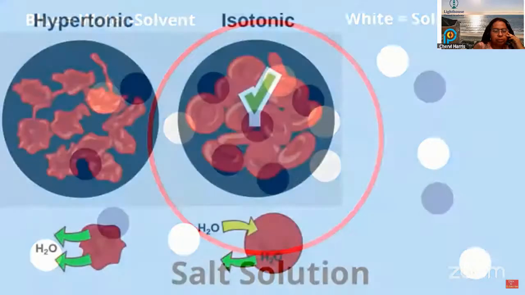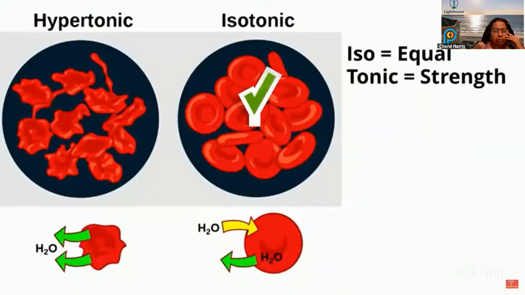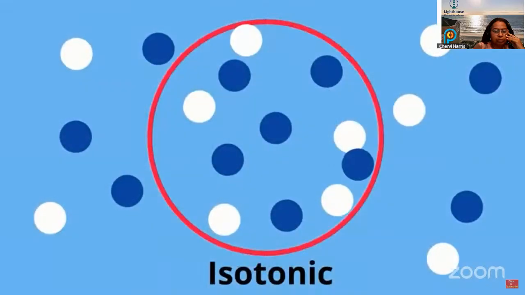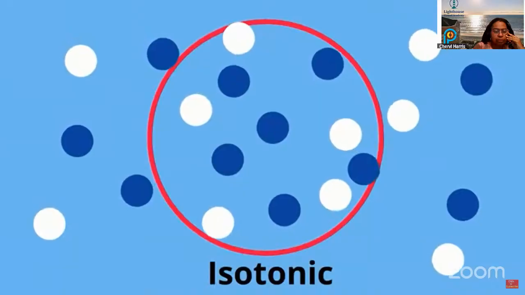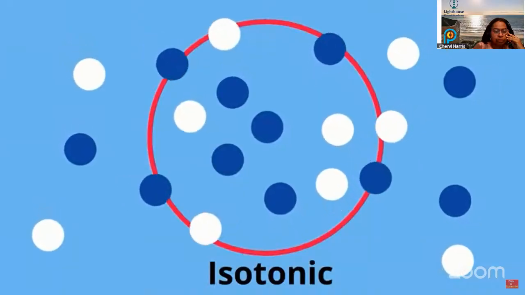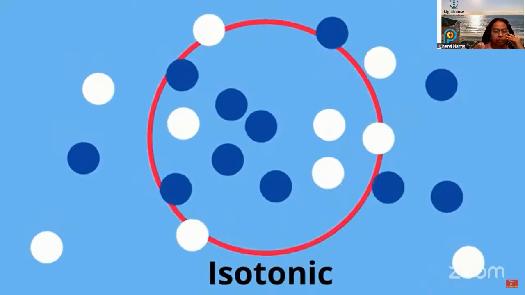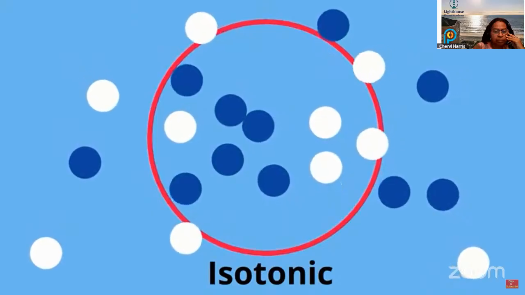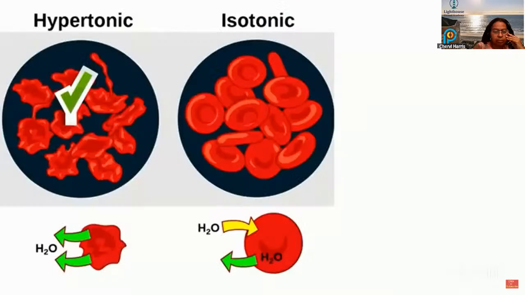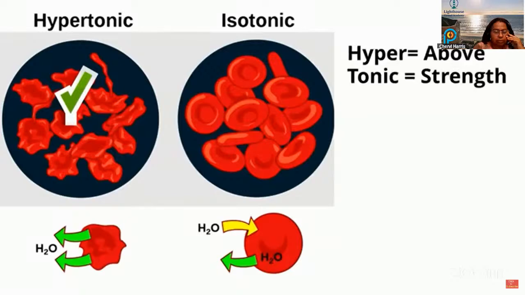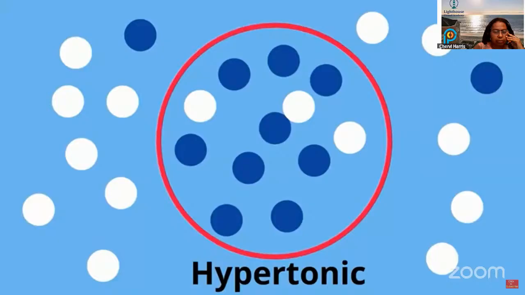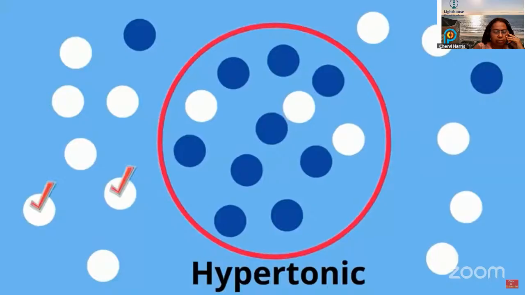An isotonic solution is equal. Iso meaning equal, and tonic meaning strength. So the solute and the solvent will travel in and out of the cell equally, and the cell will stay the same. It's equal. Now, a hypertonic solution is different. Hyper meaning above, and tonic meaning strength. And notice that there are more salt or solute than solvent outside the cell.